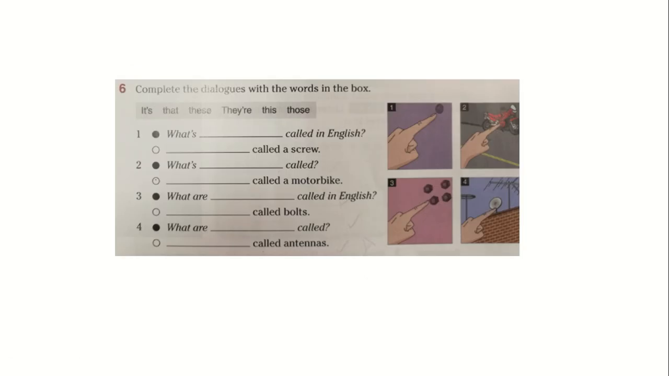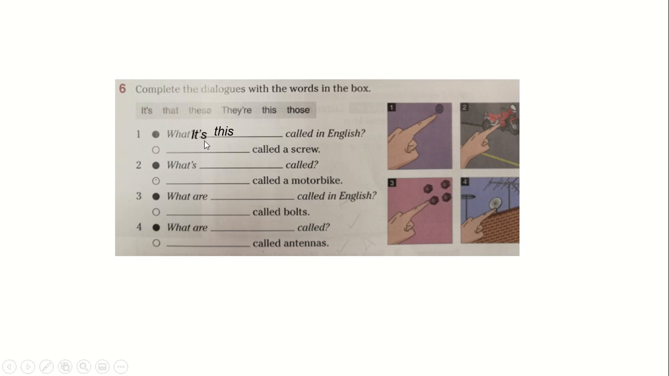Now, let's look at the book, exercise 6. Complete the dialogues with the words in the box. We have it's, that, these, their, this, and those. Now let's look at the first picture, picture 1. It's a singular thing and it's near. So what's this called in English? What's this called in English?